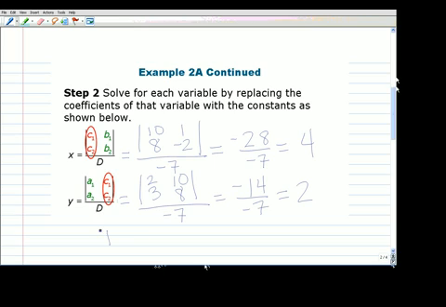So therefore, the solution for this system is the point, or the ordered pair, for 2.